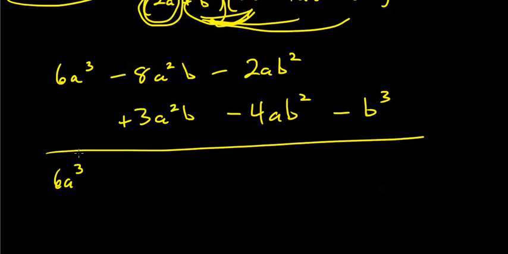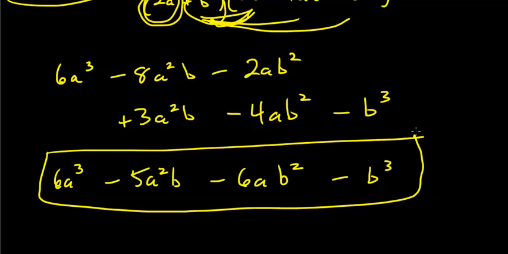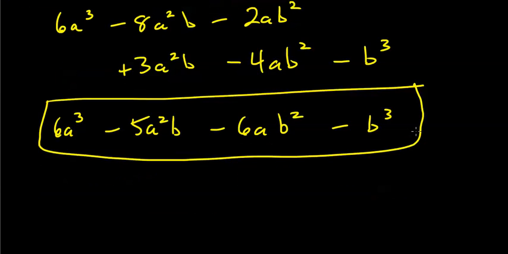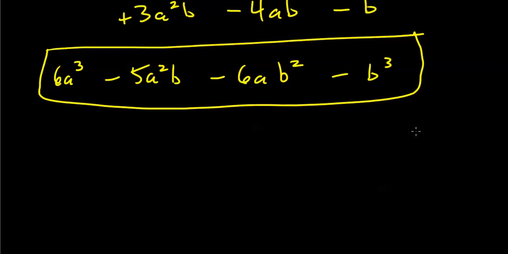Adding now, I get 6a cubed minus 8a squared b plus 3a squared b is going to be a minus 5a squared b. Minus 2ab squared minus 4ab squared is minus 6ab squared. And no other b cubed term. So minus b cubed is going to be my final term there. Notice there are no other like terms here. None of these terms can be combined. So my final return for this binomial times trinomial product is a degree 3 4-term polynomial.